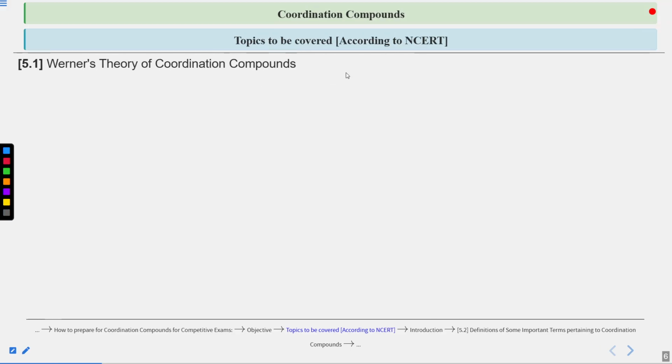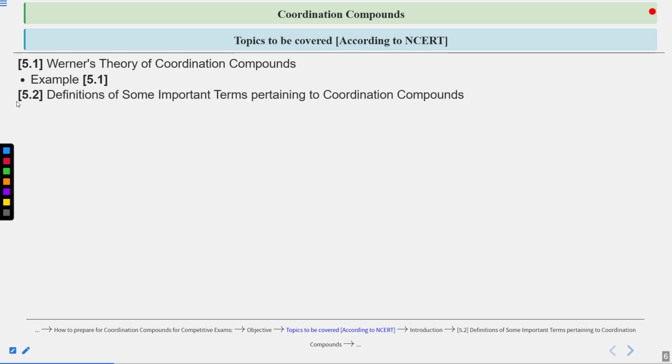Let's see the topics that we are going to cover according to the NCERT in this lecture. The first includes section 5.1, called Werner's theory of coordination compounds. In this we will cover example 5.1, and then our next section, that is 5.2, definitions of some important terms pertaining to coordination compounds.